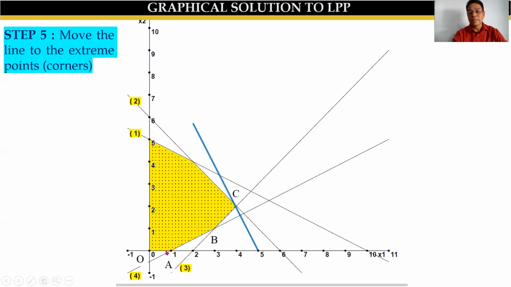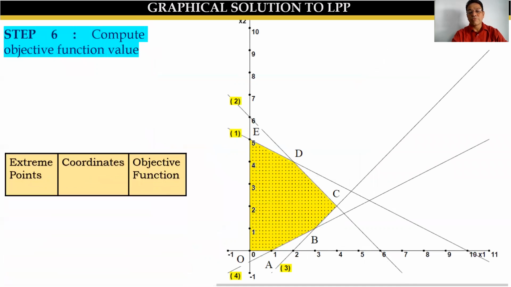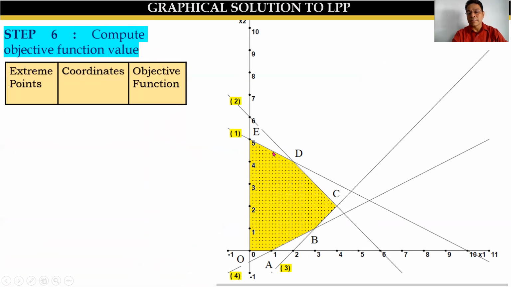We'll move it further, and here we can see that this is point C, where the line will touch when it leaves the feasible region. So this has to be the optimum value of Z, which is given by C. That point is (4, 2). We can roughly say x1 is 4 and x2 is 2. Still we'll move it to point D and point E and check. No, it is coming into the feasible region for D and for E as well. So the final answer is given by point C.